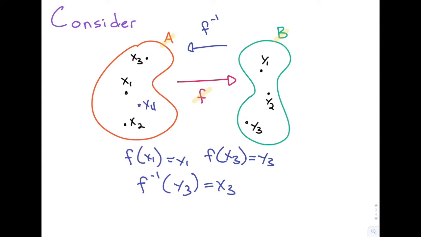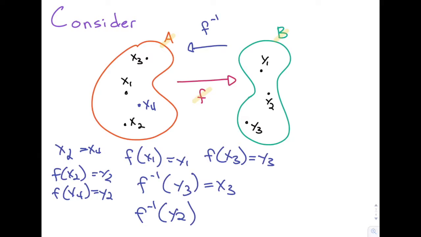Now suppose that I have an x4 in the domain A. Let's also say that x2 does not equal x4, and f of x2 equals y2, and f of x4 equals y2. If I'm trying to use f inverse of y2 to get back to the domain, it's ambiguous whether I'm going to get out x2 or x4. So we need these functions to be one-to-one. For every y value, we need to have exactly one x value.